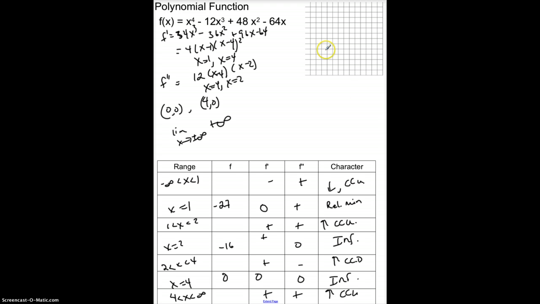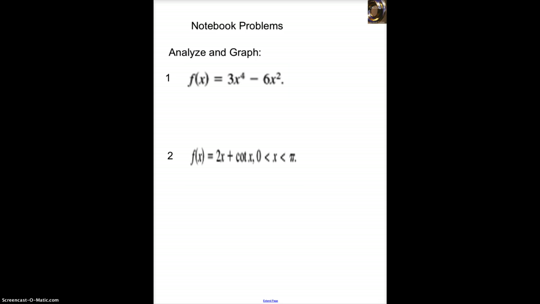All right. Now we know an even polynomial is just going to keep going up. So let's do our little graph here. What are my points? 0, 0, 2, negative 16, 4, 0. And it's going to continue going up like this. I know I've got a relative min at 1, negative 27. And so it's going to go down like that and then continue going up. Give these a go.